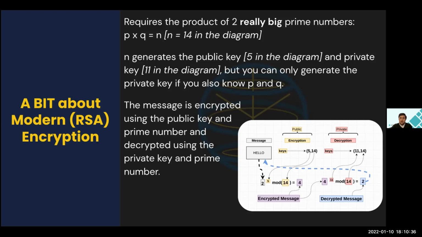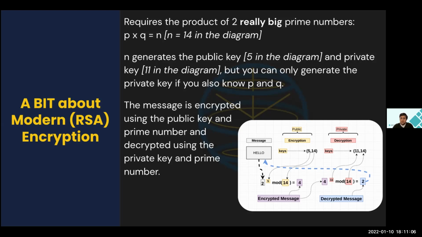We use that product to generate our public key. And because we generate using that public key, we also need to generate our private key at the same time. Now you can generate the public key with n, but you can only generate the private key if you also have p and q. Since they're really, really big prime numbers, I'm talking huge, it's pretty secure.